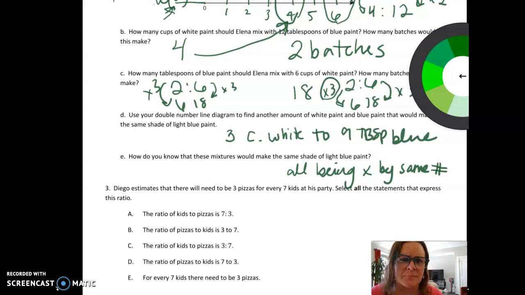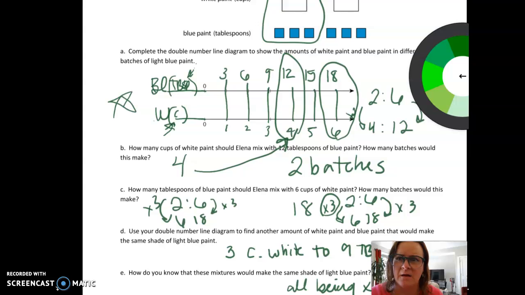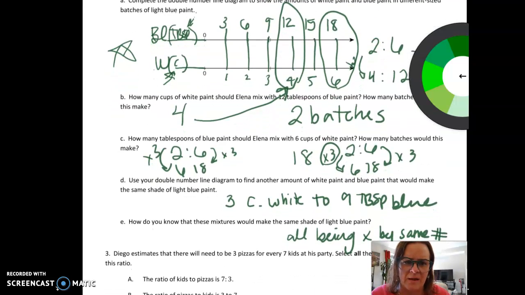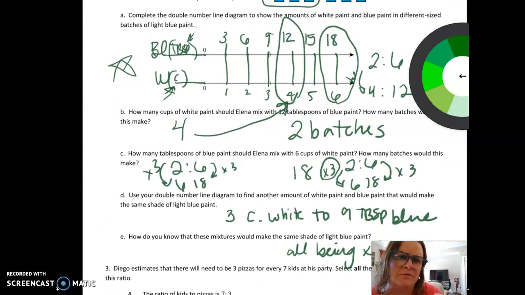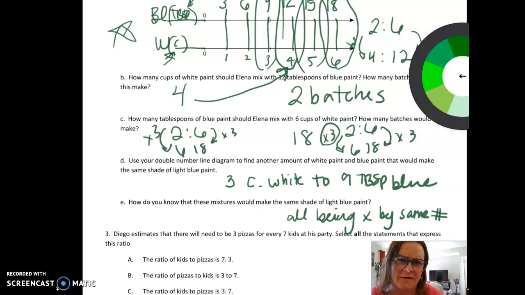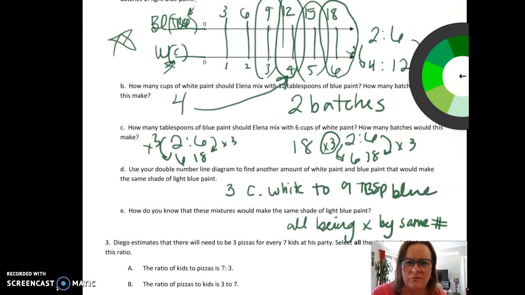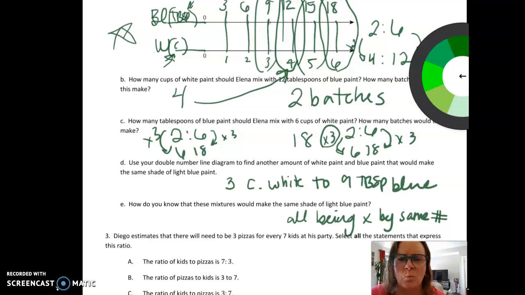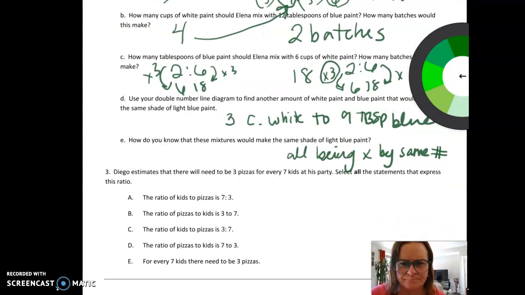Lastly, we're going to use our double number line to find another amount of white paint and blue paint that would make the same shade of light blue paint. So it could be any of these other pairs that you see on the double number line. So I picked the 3 to 9 ratio. You could also pick the 5 to 15 ratio. And those, of course, are the ratios of the white paint to the blue paint.